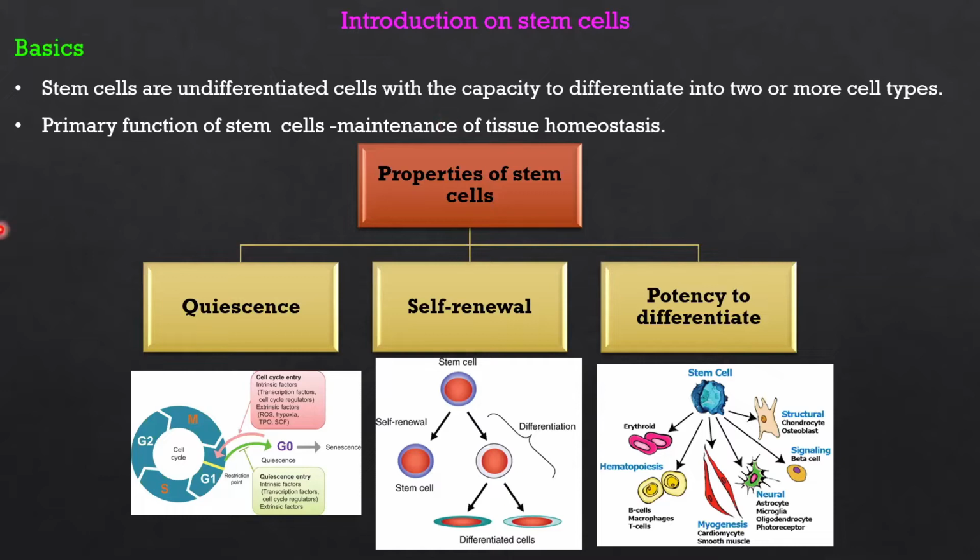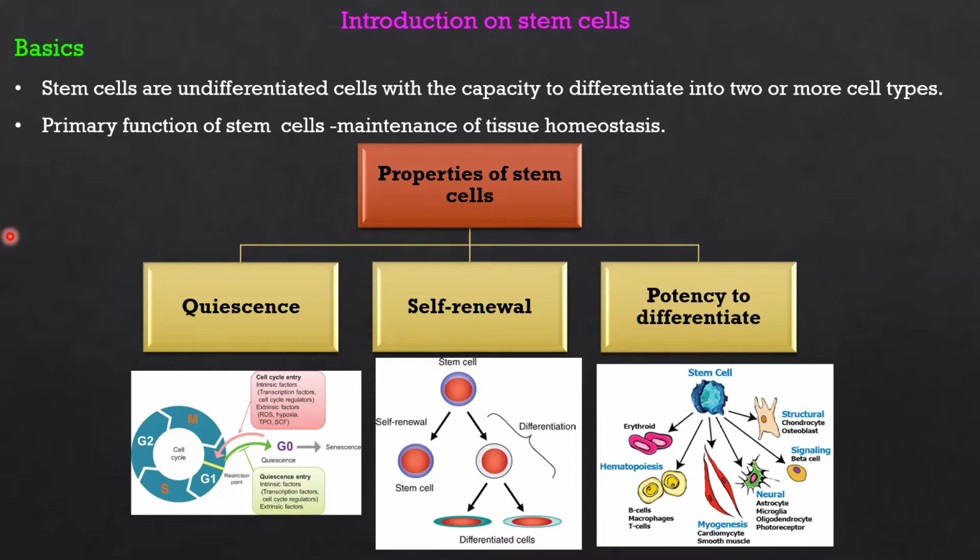So what is the primary function of the stem cell? So the primary function is to maintain the tissue homeostasis. So to keep all function running normally in a human system, it's been governed by the stem cells, which is present in various parts of the human body. So this is the ultimate aim of a stem cell.